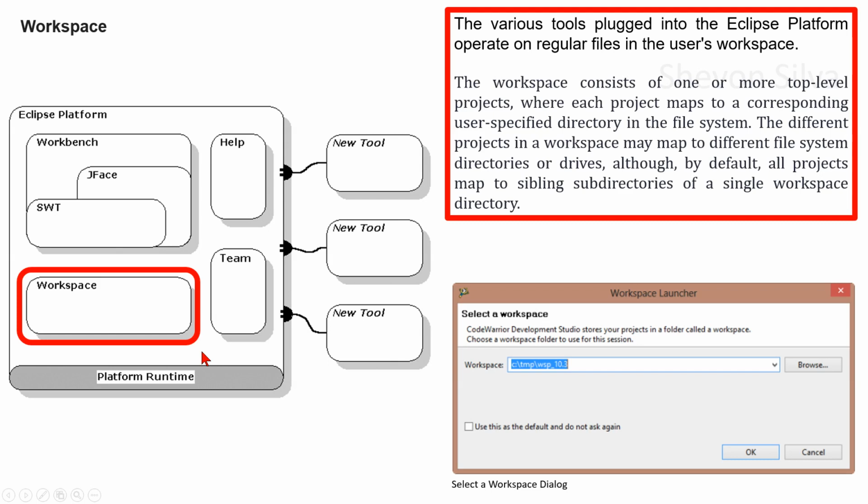The workspace consists of one or more top-level projects where each project maps to a corresponding user-specified directory in the file system. The different projects in a workspace may map to different file system directories or drives, although by default all projects map to sibling subdirectories of a single workspace directory. Here you can see the select a workspace dialog.